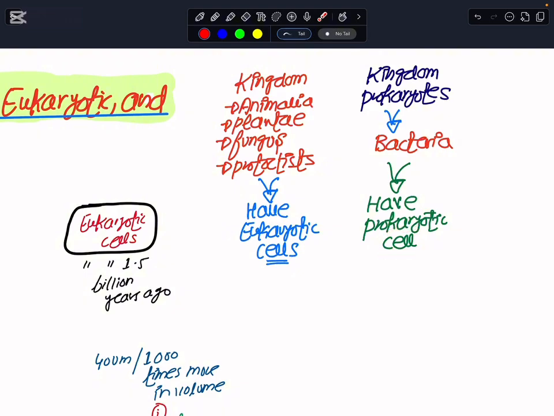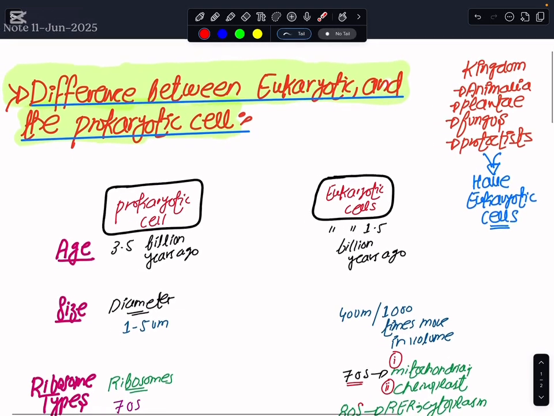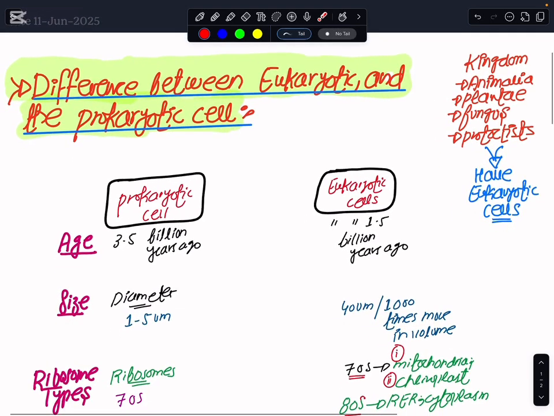So we will see what differences lie between eukaryotic and prokaryotic cells in terms of when they evolved, the cell volume they have, what kind of organelles they have, what kind of configuration they have for their flagellum, and whether they carry out nitrogen fixation or not.